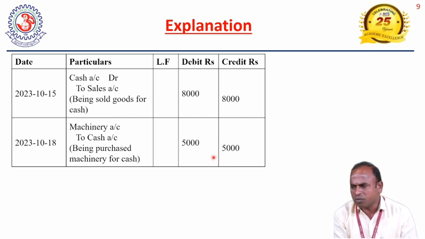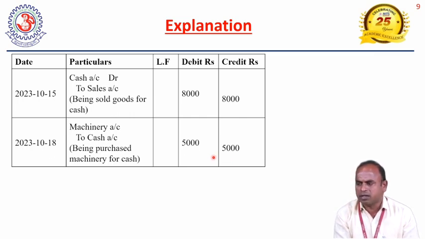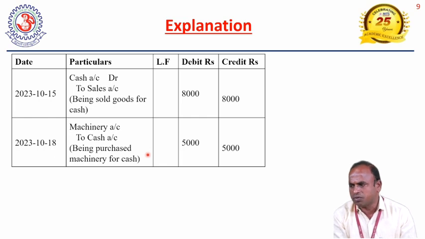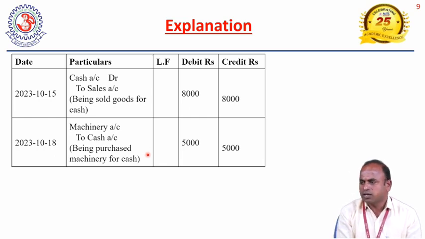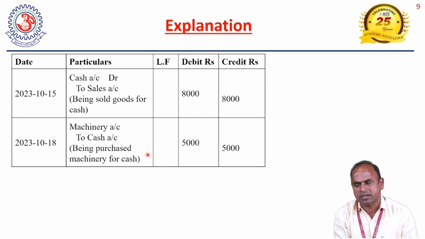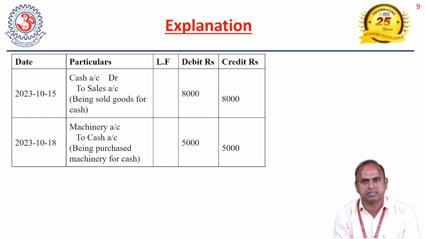Then October 18, 2023, purchase machinery. In this transaction, machinery and cash, two items are there. Both are real accounts. So machinery comes into the business. You write down debit side. Cash goes out. You write down credit side as per the rules of real account. So machinery account debtor to cash account. So amount is 5,000 rupees debit and amount 5,000 credit side. So the narration, being purchased machinery for cash.